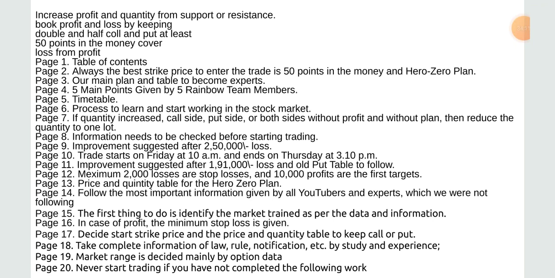Increase profit and quantity from support or resistance. Book profit and loss by keeping double and half call and put at least 50 point in the money cover. Loss from profit. 1. Table of contents. 2. Always the best strike price to enter the trade is 50 point in the money and Hero Zero plan. 3. Our main plan and table to become expert. 4. 5 main points given by 5 rainbow team members. 5. Timetable. 6. Process to learn and start working in the stock market.